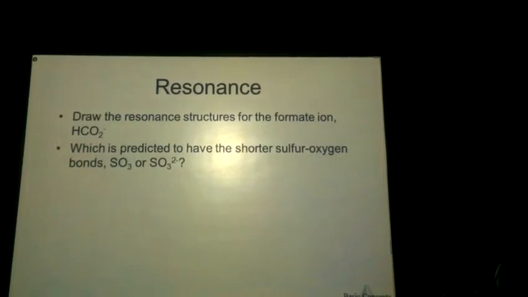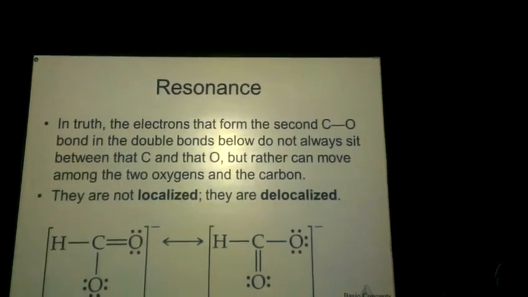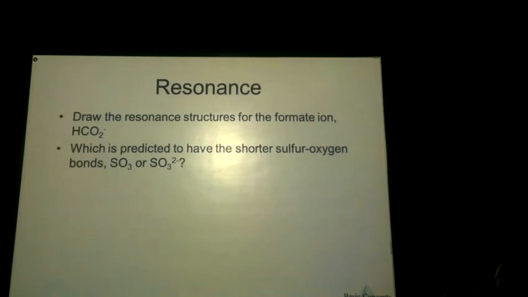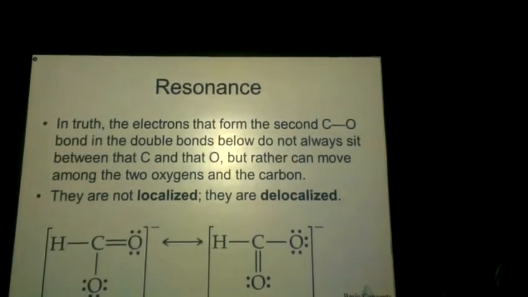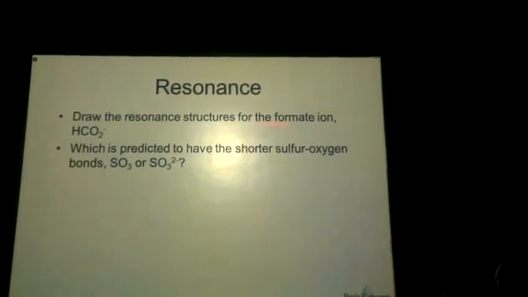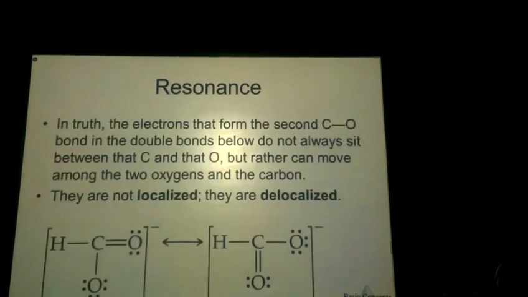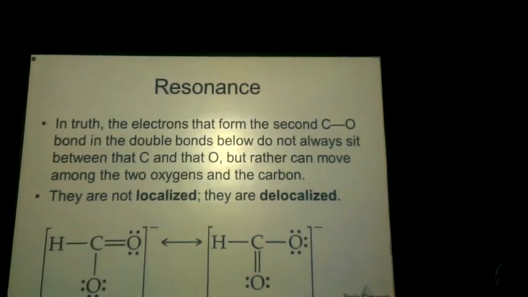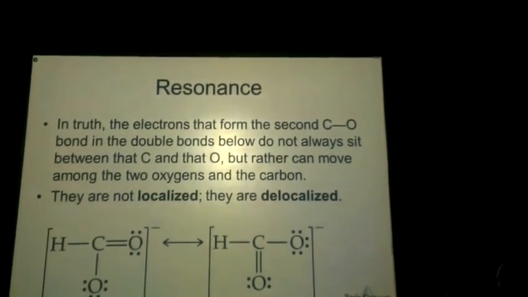Let's go to this. You're going to be doing a lot of these, so I'm going to skip over this because you're going to be doing tons of these Lewis structures today. So in truth, wait, this is my formate ion. On the last slide, it says draw the resonance structures for the formate ion, HCO2 minus. These are the resonance structures for the formate ion. I can see that formate has a single bond and a double bond for oxygen. So the double bond could go here, or the double bond could go here. That's why we have resonance structures.